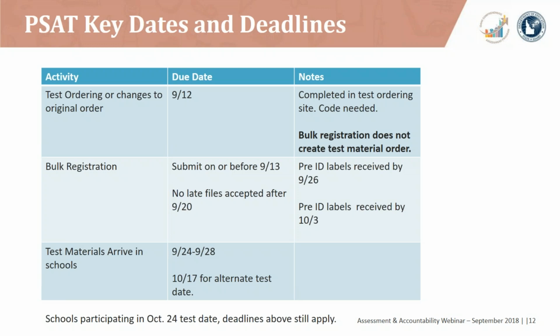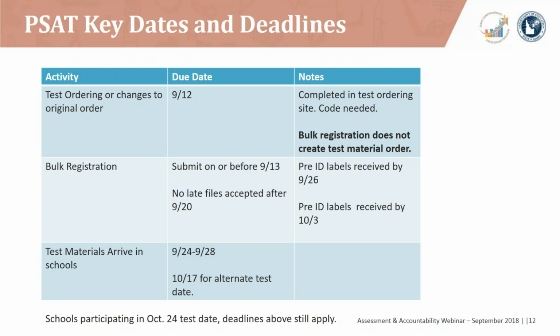We have some key dates and deadlines here. Today is a critical day. If you're doing the bulk upload, that is due on or before, I'm reading the second block, I apologize, before September 13th. Going back to any test ordering or changes to your original test order, that is due today, and that is completed in the test ordering site. And you do need a code to get in there if you haven't already accessed that. And again, that reminder, the bulk registration does not create the test material order. That will be important to do. Bulk registration itself is on or before September 13th.